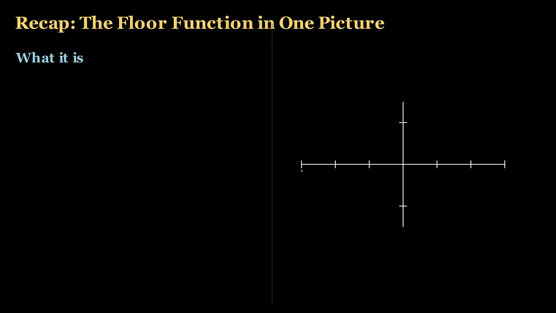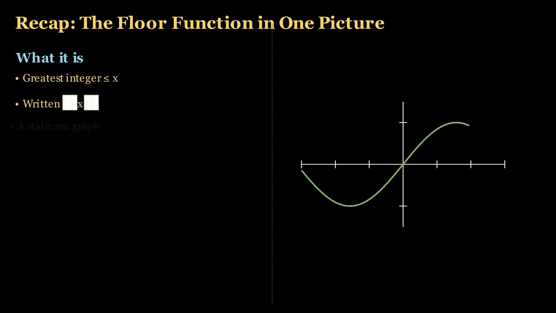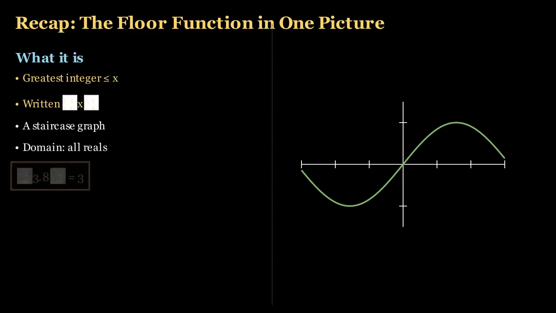The floor function, written with these little L-shaped brackets around x, gives the greatest integer that is less than or equal to x. Think of it as rounding down to the nearest whole number. For example, the floor of 3.8 is just 3. The floor of 5 is 5 itself, because 5 is already an integer. And the floor of -1.2 is -2, because -2 is the next integer down on the number line.